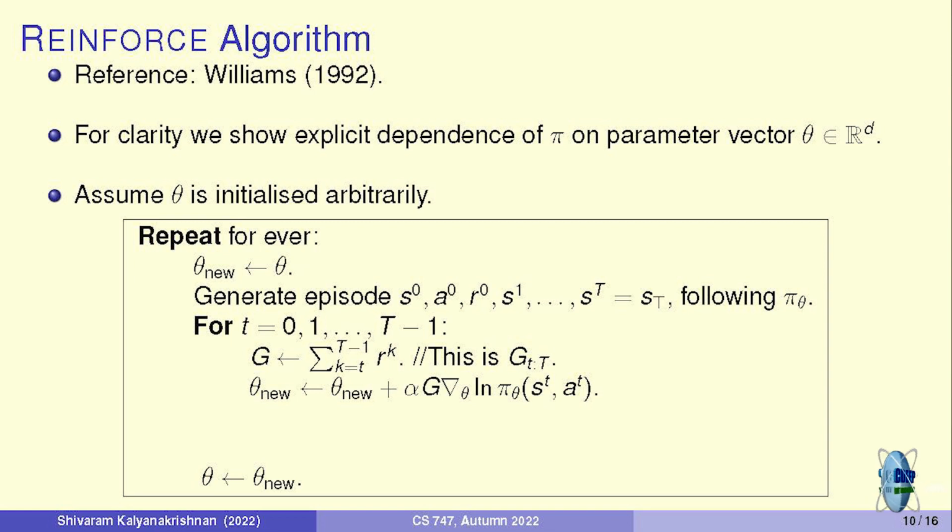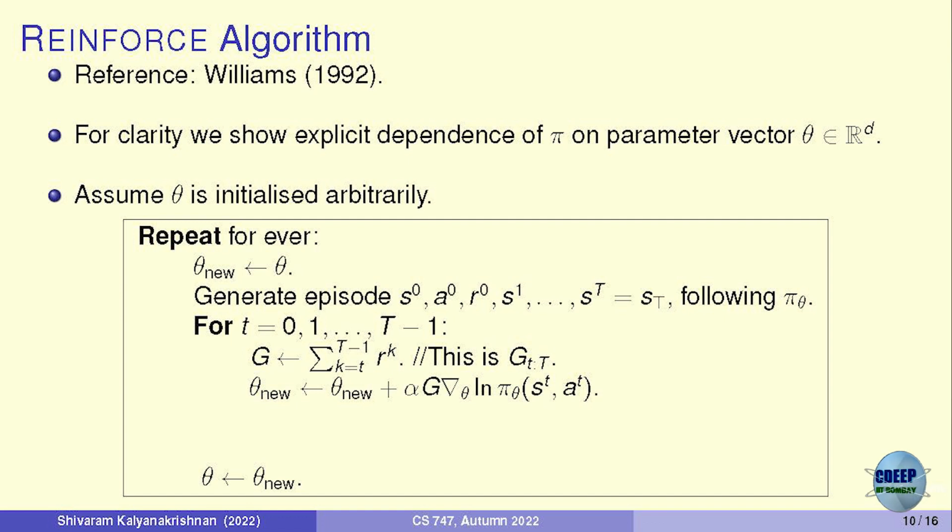But just for writing code, I think I wrote it slightly differently. So theta new becomes theta new plus alpha times, where alpha is the learning rate or the step size, this G times gradient with respect to log pi theta. This is evaluated at theta, okay? This gradient is not evaluated at theta new, it's evaluated at the theta that we started out with, STAT. So this is basically just the way of calculating the gradient, and then saying that theta new is theta old plus this summed up over all time.